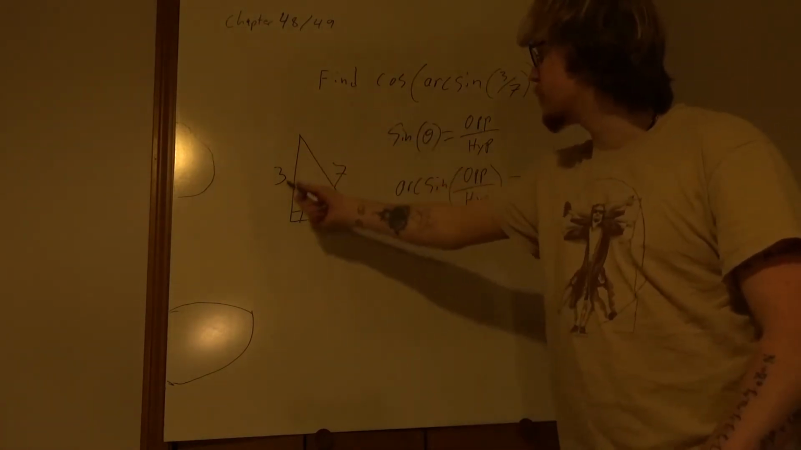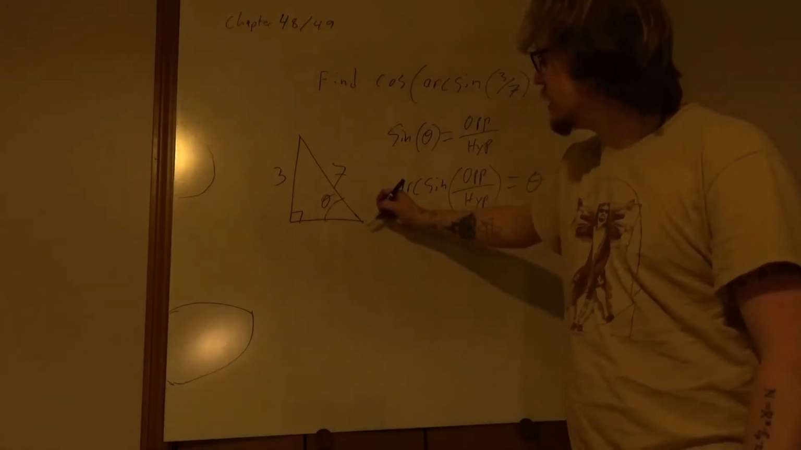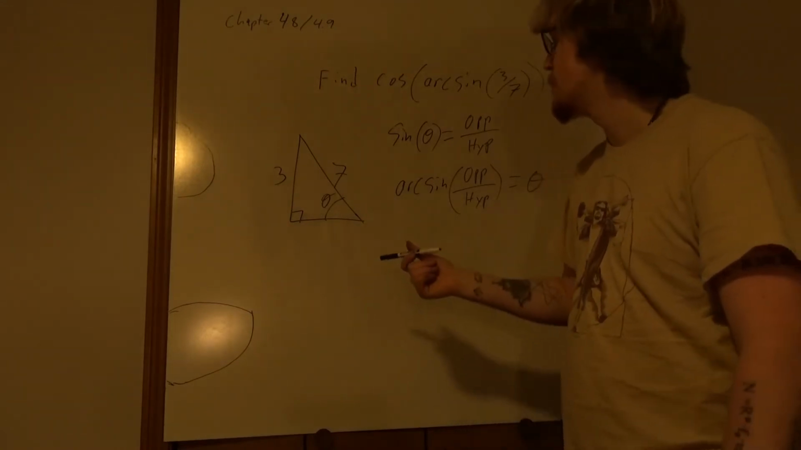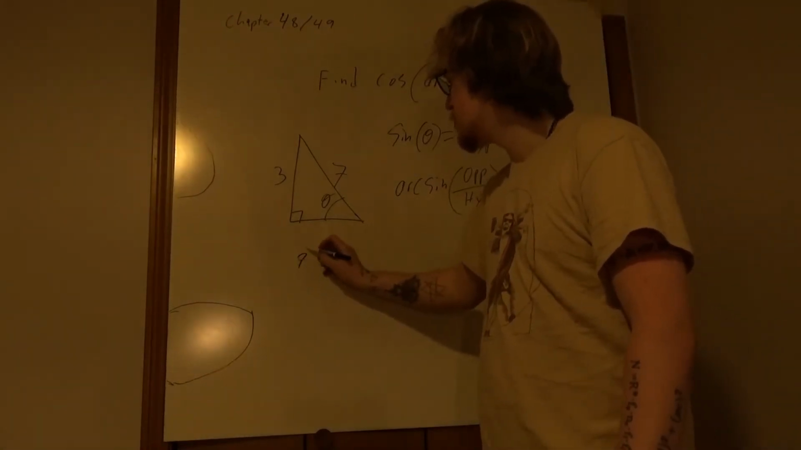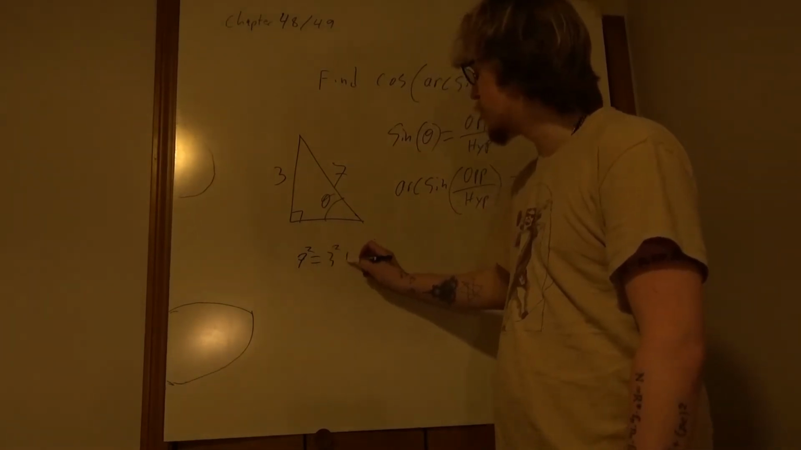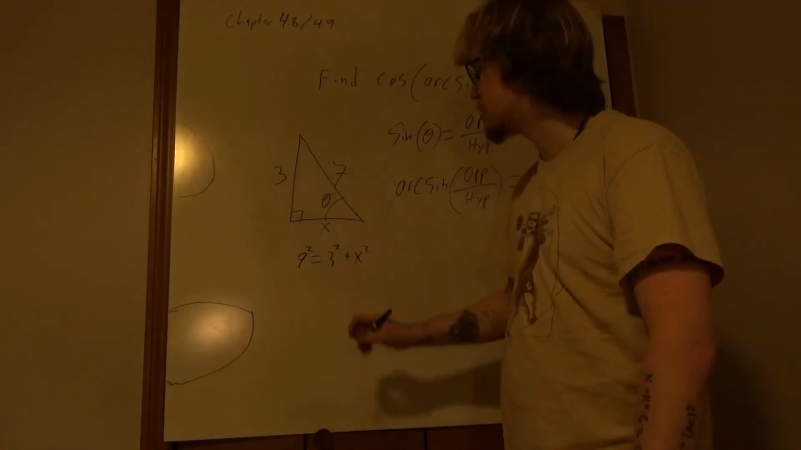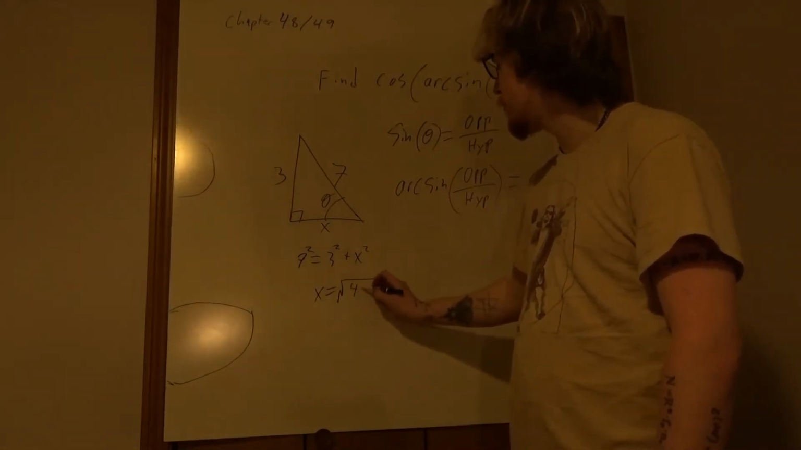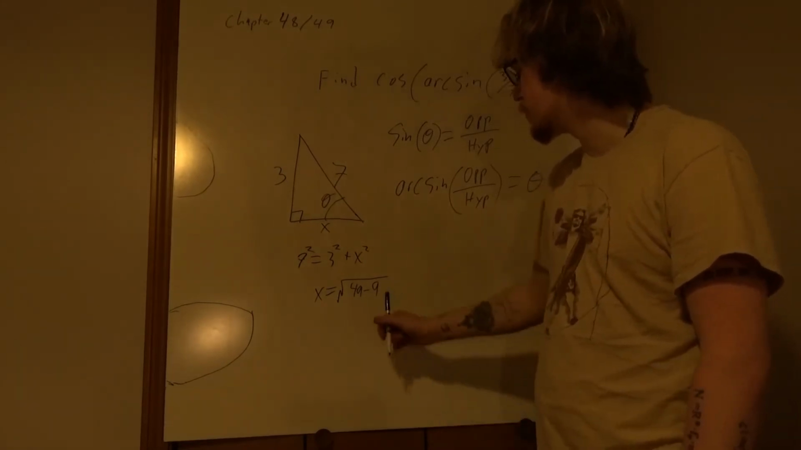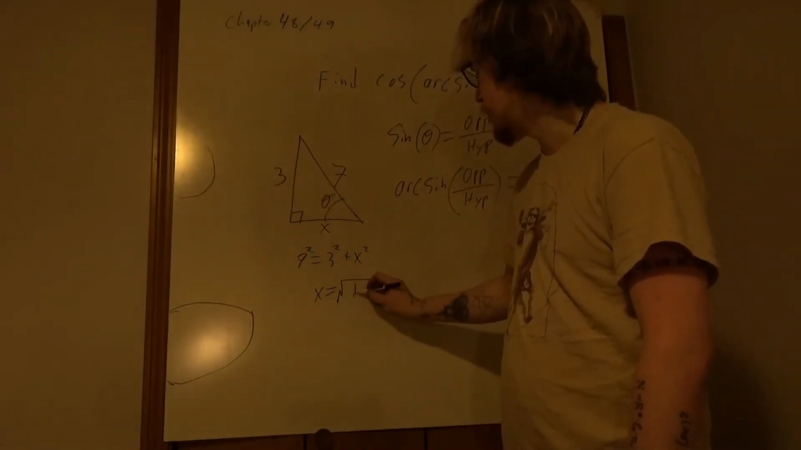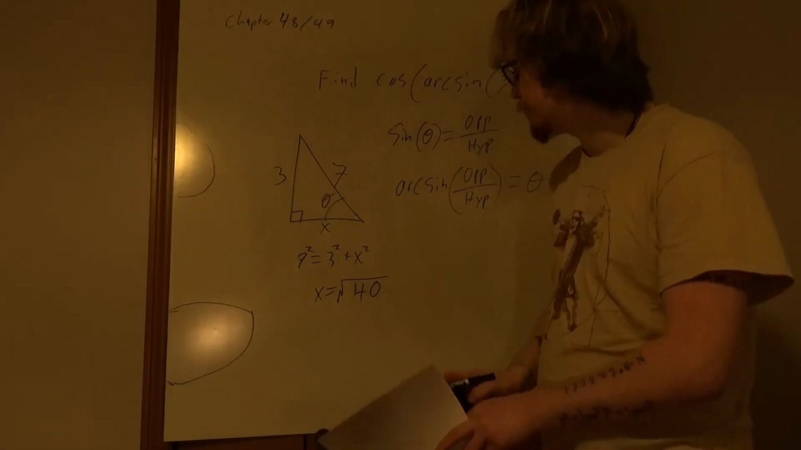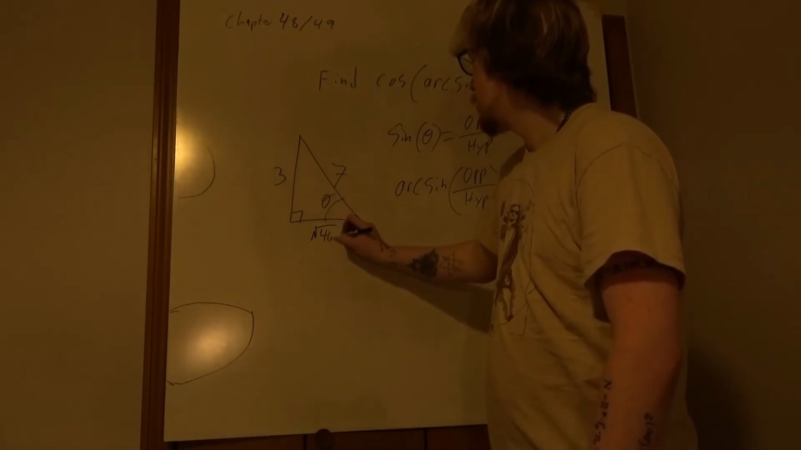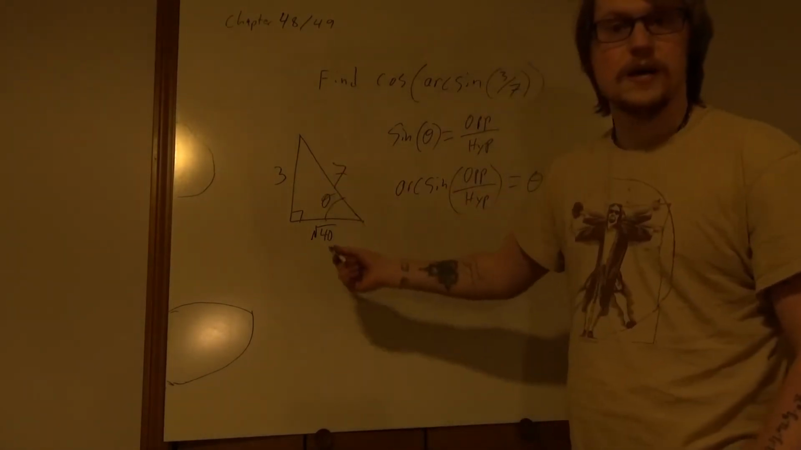But now that we have this triangle, it's going to be a relatively easy exercise to solve for this missing side length. We can use Pythagoras. We have that 7 squared is going to equal 3 squared plus x squared, if we call this side length x. And so x is going to be the square root of 49 minus 9, which is 40. So we can just write this as the square root of 40.